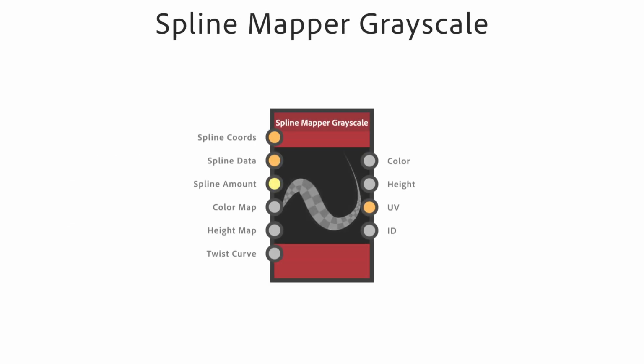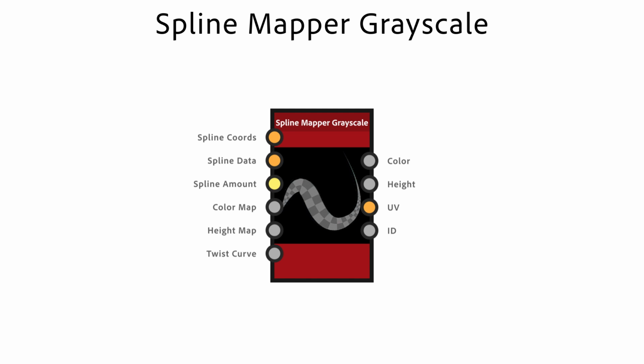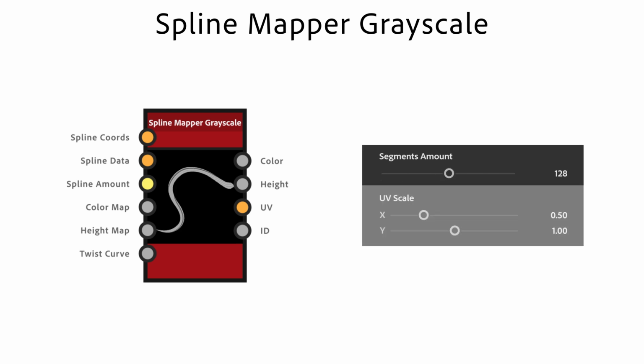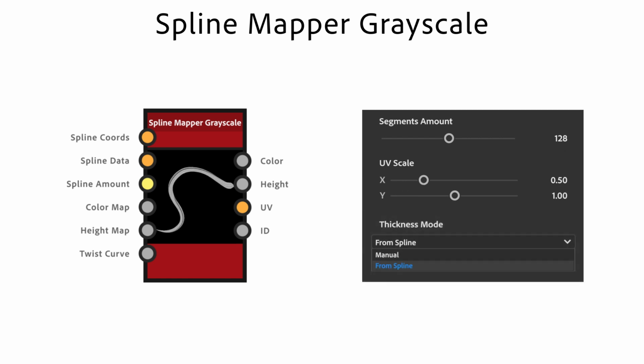The spline mapper grayscale node maps a grayscale input image along the input splines. Use segments amount to control the mapping smoothness along splines. With UV scale, I adjust the scale of the mapped coordinates to control how densely tiled the image is. Thickness mode allows you to use the thickness information previously built. Manual sets the thickness explicitly with a value, while from spline uses the thickness of the input spline.